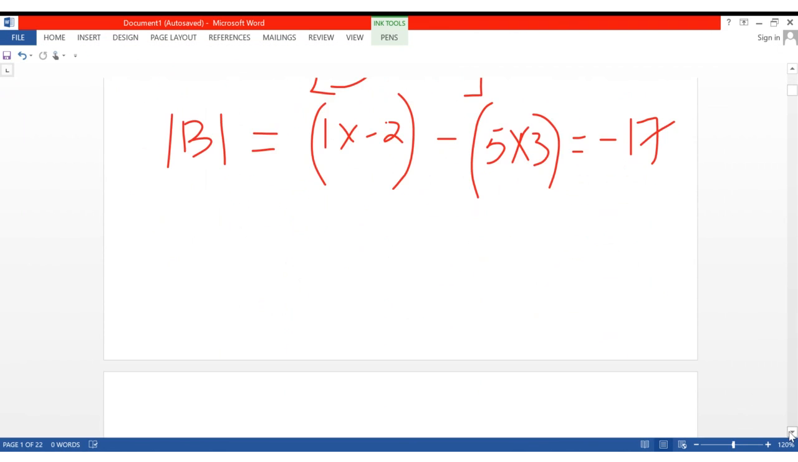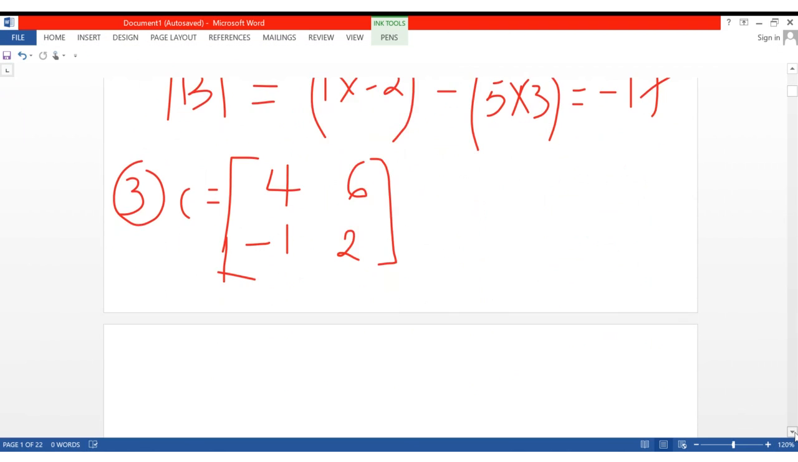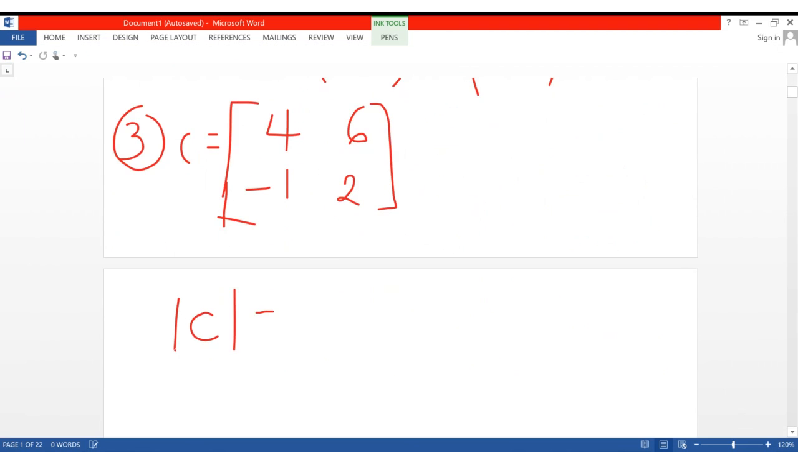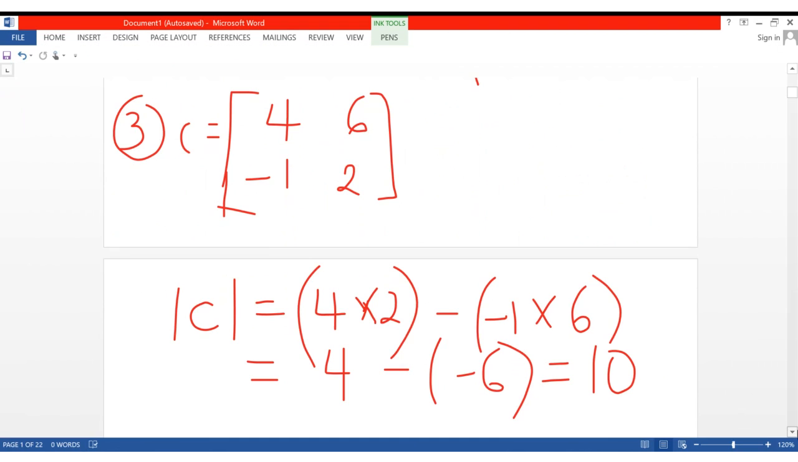I'm able to do the final one: 4, 6, negative 1, 2. We can call this matrix C. The determinant of matrix C will be given by 4 times 2, and then minus negative 1 times 6, the same as 8 plus 6. A negative times a negative will give us what? Positive. So that's how we calculate the determinant of a 2 by 2 matrix.